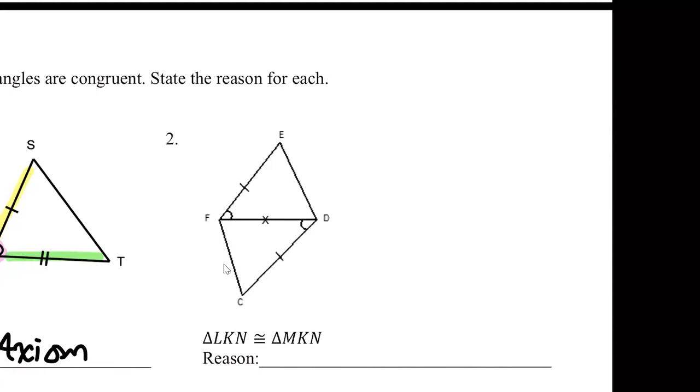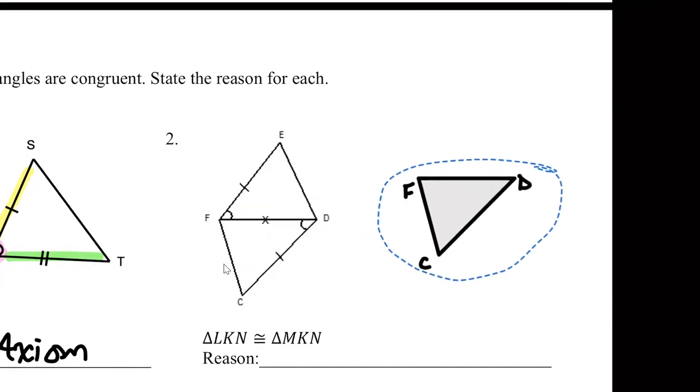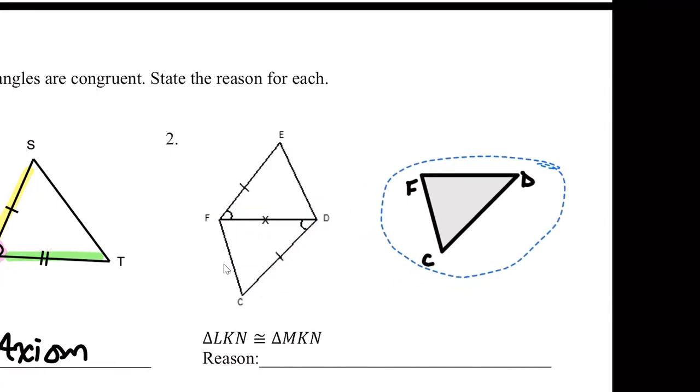Right. So basically, I'm going to take this triangle here. That's DCF. And I'm going to pull it out of the picture here. And if I could rotate it without changing its size, I would, but it's not going to look pretty. But what I can do is keep the markings.